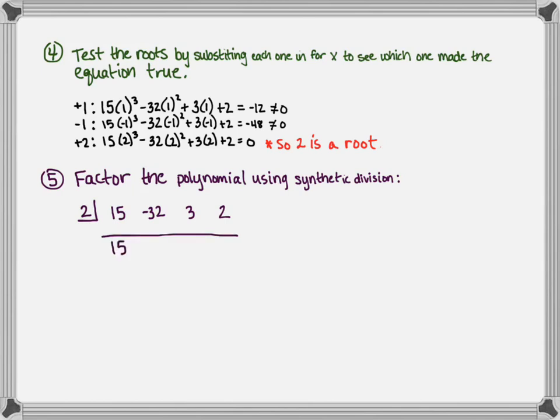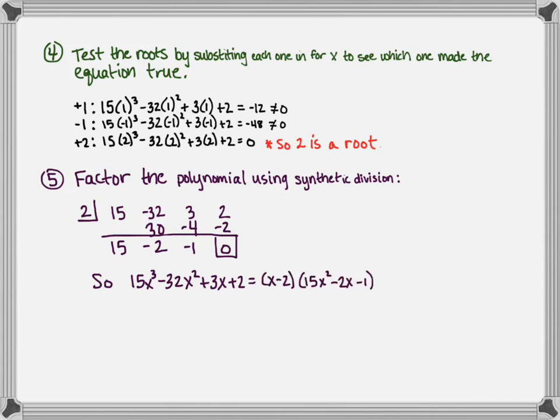We'll bring down the 15. 2 times 15 is 30. Add negative 32 and 30, we get negative 2. 2 times negative 2 is negative 4. 3 plus negative 4 is negative 1. 2 times negative 1 is negative 2. Adding 2 and negative 2, we get 0. So 15x cubed minus 32x squared plus 3x plus 2 is equal to x minus 2, because 2 is a root, times 15x squared minus 2x minus 1.